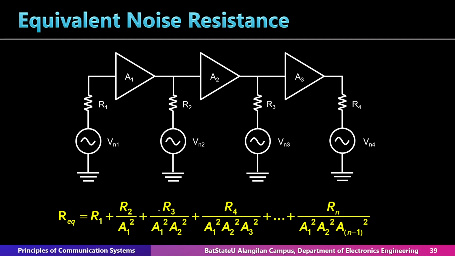Simple lang. Ibig sabihin yan, kung meron kang amplifier system connected in cascade, yung unang stage ang may pinakamalaking ambag doon sa equivalent noise resistance. Why? Kasi yung second, third, and fourth, etc., palaki ng palaki yung denominator nila. Kaya yung ambag nila doon sa formula, lumiliit ang value. That's why we say that it is the first stage that has the most effect in the equivalent noise resistance. Siya ang pinaka nakaka-apekto doon sa equivalent noise resistance ng isang amplifier system connected in cascade. Okay? So, tandaan po natin yung formula.